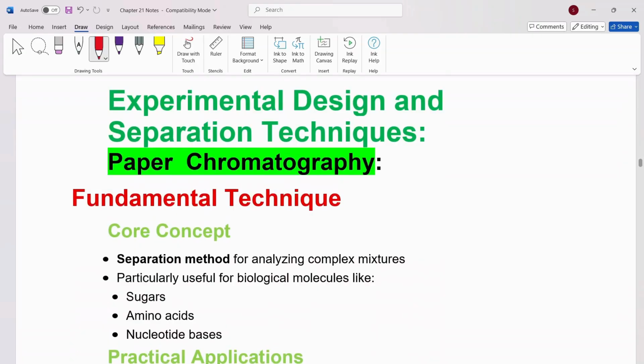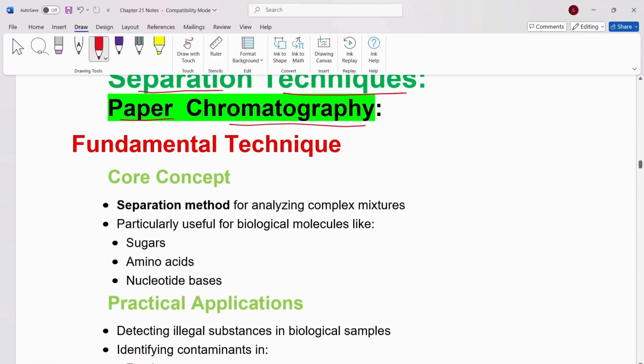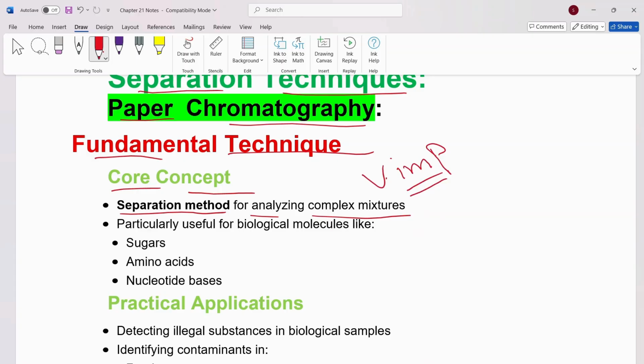Now, let's talk about some experimental design and separation techniques. Here we use paper chromatography. Fundamental technique. Core concept: a separation method for analyzing complex mixtures. This is very important for exam perspectives, tested several times. The core concept is that it's a separation method for analyzing complex mixtures, particularly useful for biological molecules like sugars, amino acids, and nucleotide bases.